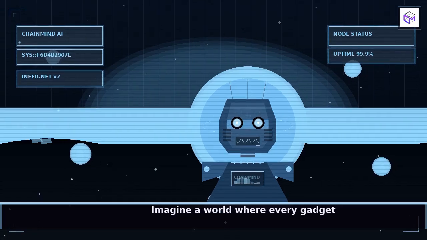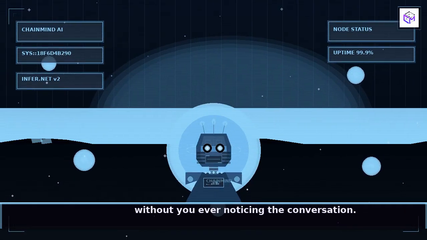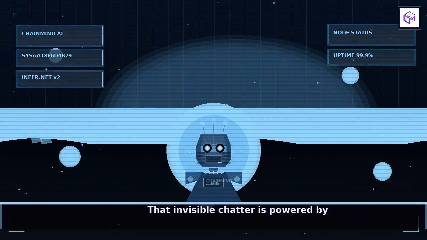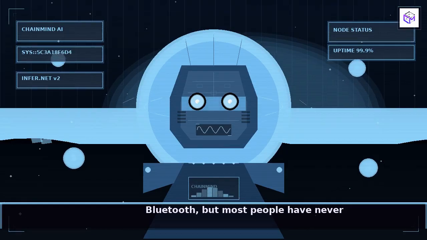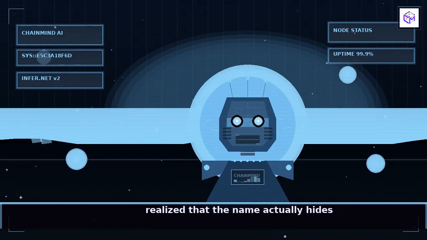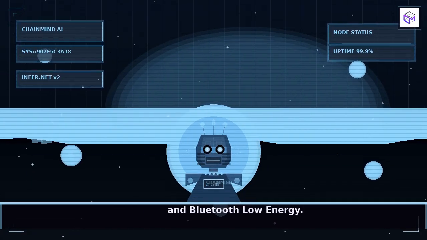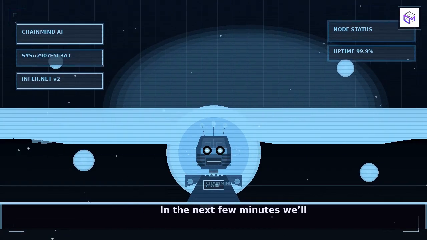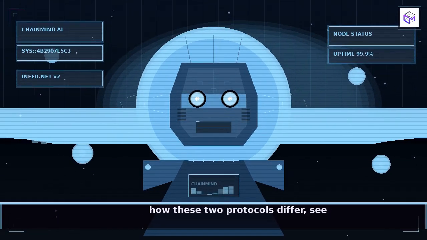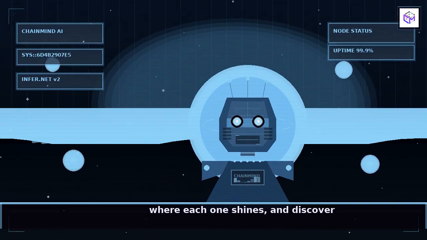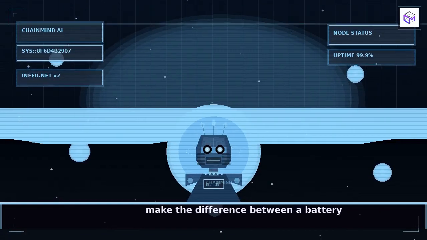Imagine a world where every gadget you own talks to each other without you ever noticing the conversation. That invisible chatter is powered by Bluetooth, but most people have never realized that the name actually hides two very different languages: classic Bluetooth and Bluetooth Low Energy. In the next few minutes, we'll pull back the curtain, explore exactly how these two protocols differ, see where each one shines, and discover why choosing the right one can make the difference between a battery that dies after a day and a sensor that lasts for years.